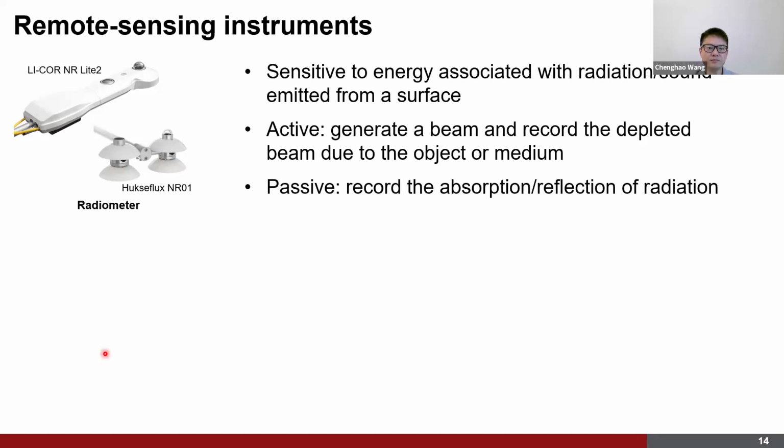Also, based on how a sensor works, we have both active remote sensing instruments and passive remote sensing instruments. Active remote sensing instruments can actually generate a beam or a sound wave and record the depleted beam or wave due to the object or medium. The passive remote sensing instrument can only report the absorbed or reflected radiation. For example, this radiometer is a typical passive remote sensing instrument because it is not emitting a beam for measurements.